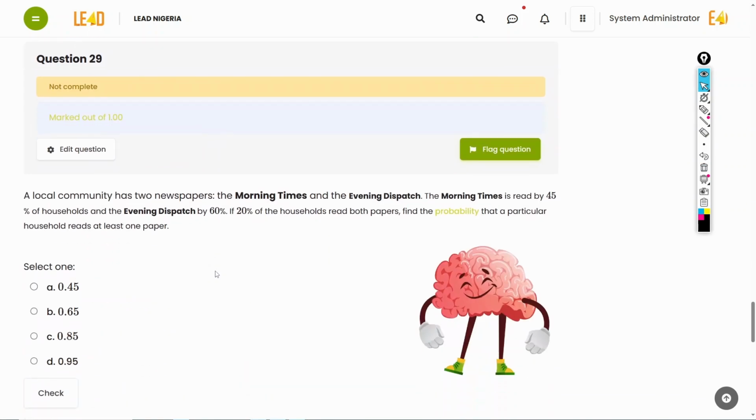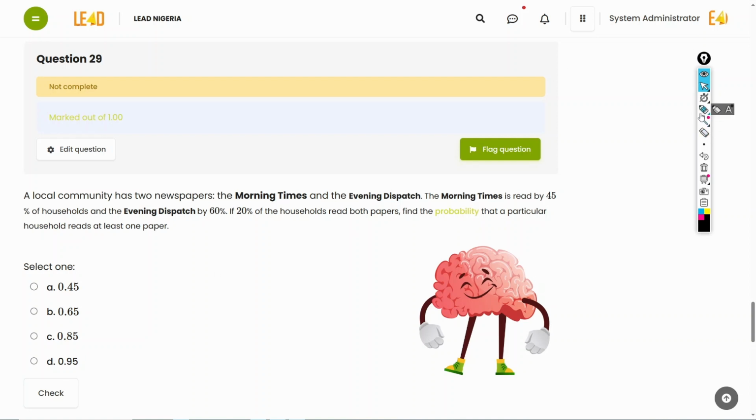Okay, 26 says, a local community has 2 newspapers, the Morning Times and the Evening Dispatch. The Morning Times is read by 45% of households and the Evening Dispatch by 60% of households. If 20% of households read both papers, find the probability that a particular household reads at least one paper.